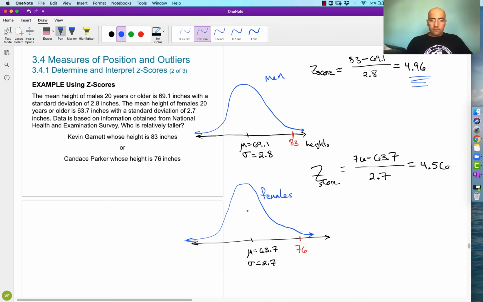Okay. So a z-score of 4.96 is more unusual. So answering this question, who is relatively taller? Kevin Garnett is relatively taller.